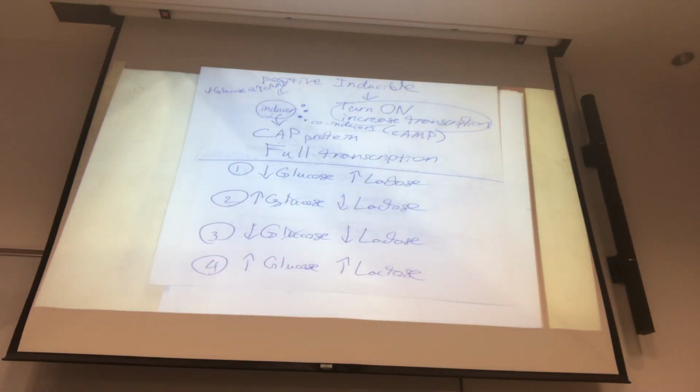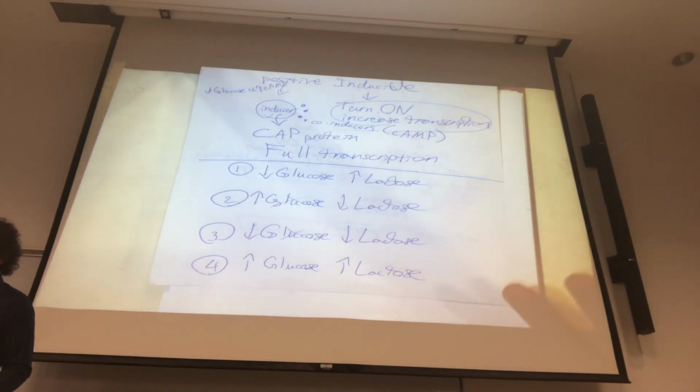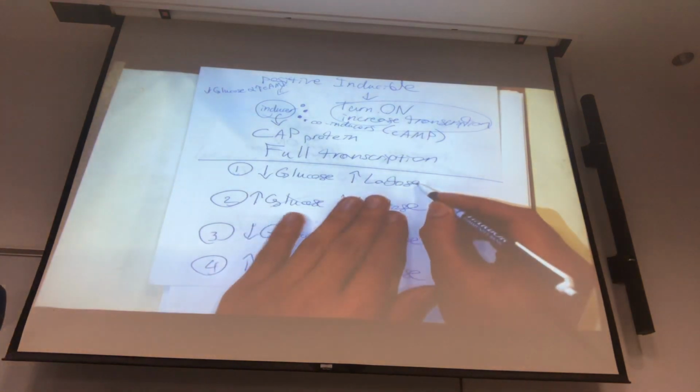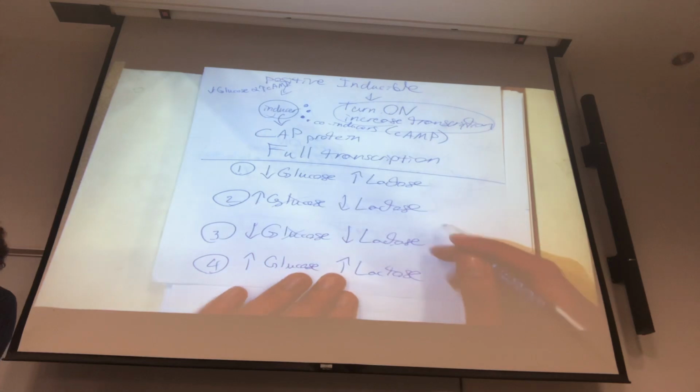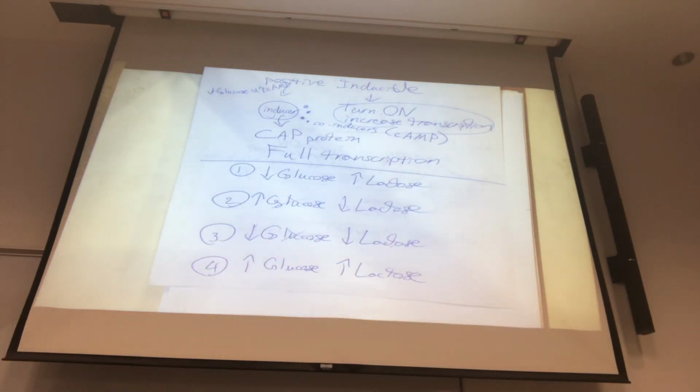Yes, that's the key thing, and that's what a lot of people forget: this is a two-step process, not happening simultaneously. The first step must happen in order for you to have full transcription. The first step is the removal of the repressor, which can only happen in the presence of lactose. So if you don't have any lactose, it doesn't matter what happens to glucose, you cannot perform transcription.